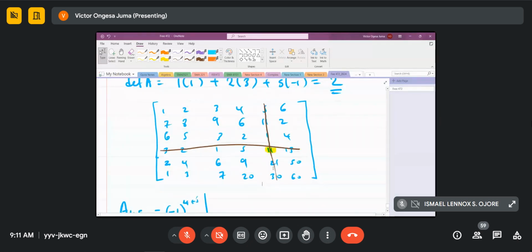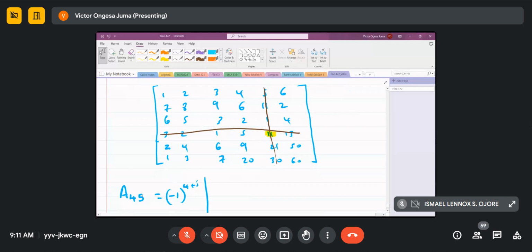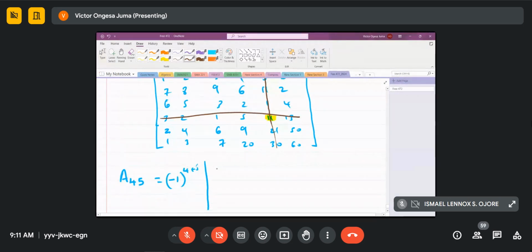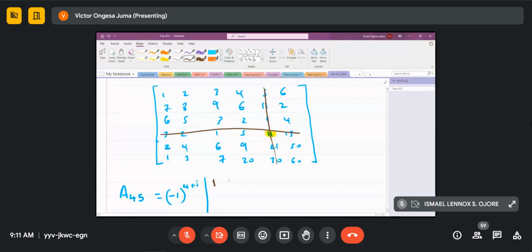And so what happens? Remember that to find the cofactor A45, you need to evaluate the determinant of a 5 by 5 matrix. So that means you need to go through the same process. So I'll have, for example, 1, 2, 3, 4, and then 6, and then 7, 8, 9, 6, 7, I skipped some values. But the point I'm trying to make is that to find the cofactor of that element, you need to evaluate a determinant of a 5 by 5 matrix.